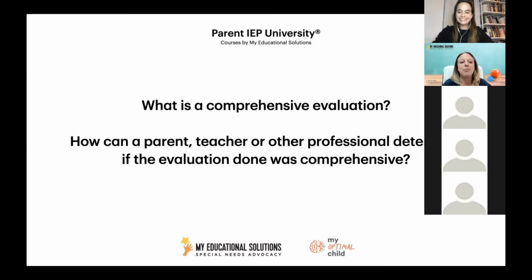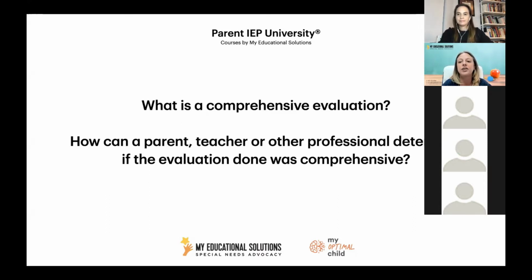So what is a comprehensive evaluation? How can a parent, a teacher, or other professional even determine if the evaluation was done comprehensively? The word comprehensive is thrown around all over the country because it's a mandate that the school district evaluates students comprehensively. Comprehensively is looking at the whole child. Of course, first and foremost, looking at all the areas that present as a concern in the educational environment and across environments, right? It answers the question of why.